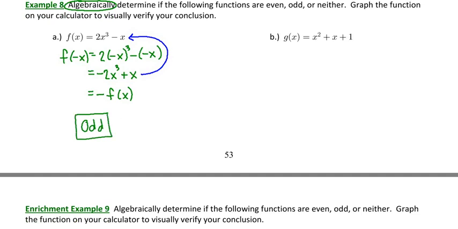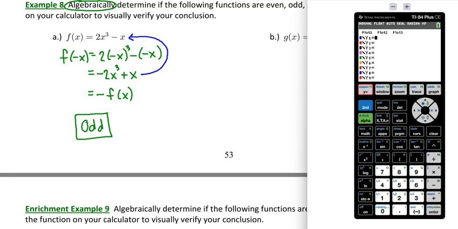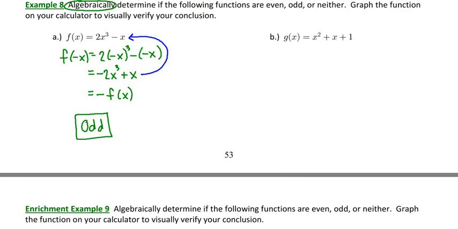This means that the graph should be symmetric about the origin. So let's take a quick peek at the graph. We have 2x to the third power minus x, and we're going to graph it in our standard viewing window. Notice it looks like our parent function, x cubed. It's just got a little bit more of a pronounced curve, but we can see it is symmetric about the origin. Therefore, our conclusion that it was odd is correct.